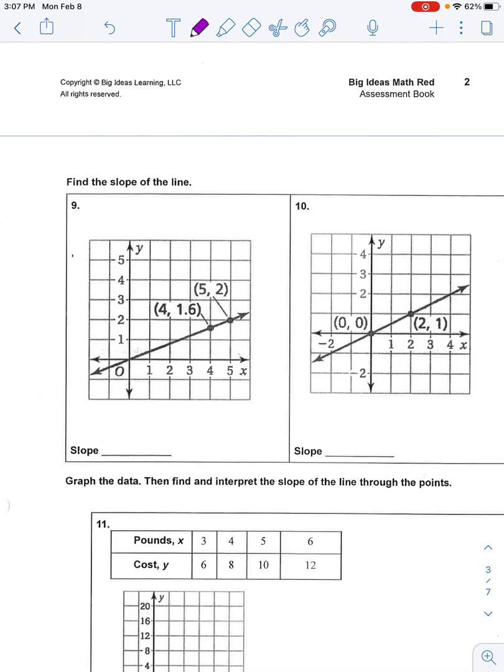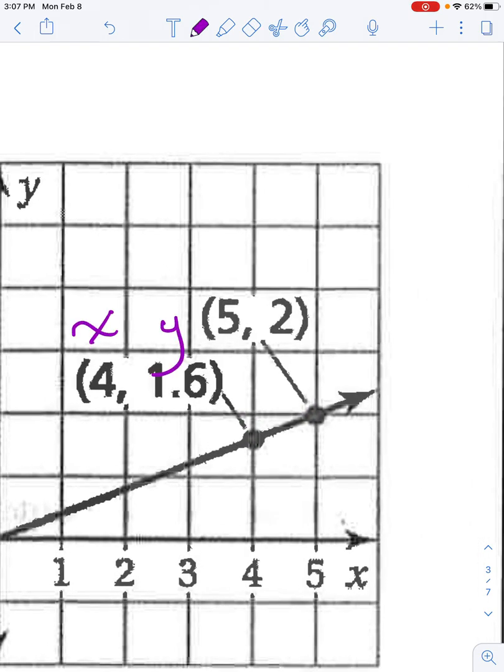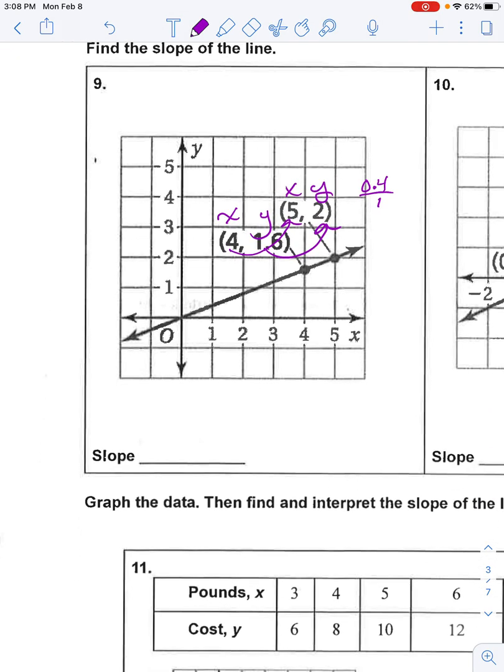Number 9, we're going to find slope for 9 and 10. I can't really look at rise over run on this one. That one doesn't really work. So I'm just going to do the change in X over the change in Y. From 1.6 to 2 would be a positive 0.4. From 4 to 5 is a positive 1 hop. So slope is 0.4.